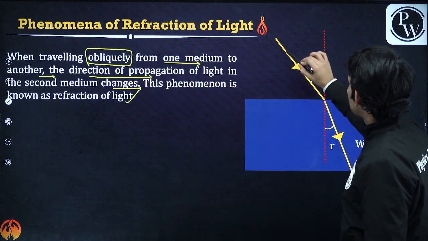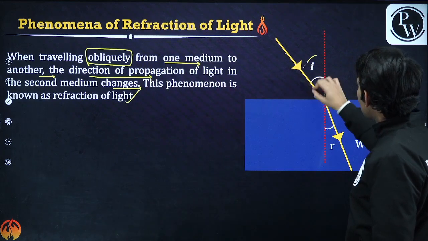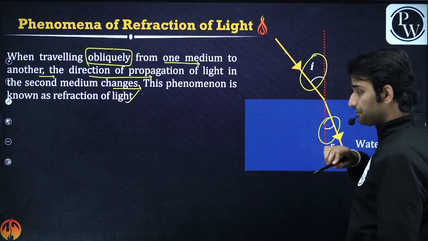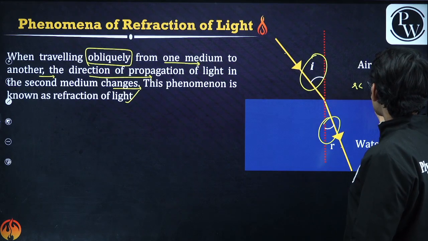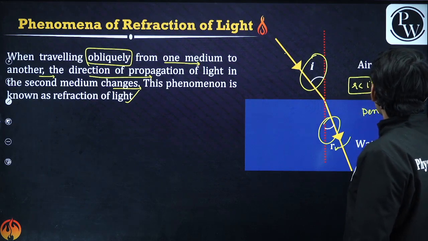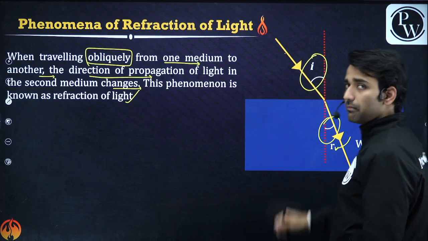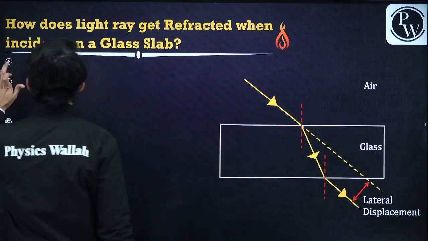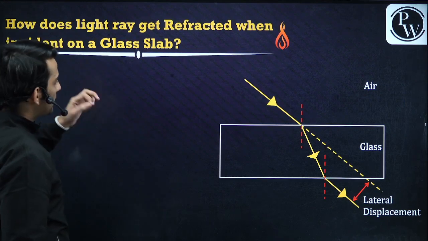So this is the normal, this is the incident ray, this is the refracted ray, this is the angle of incidence, this is the angle of refraction. And you can see R is less than I because water is a comparatively denser medium. So the light ray will bend towards the normal, air is a comparatively rarer medium. Clear? So how does a light ray refract when passing through a glass slab?